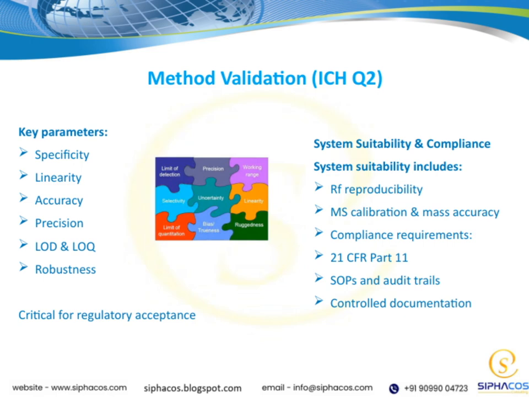Method validation, guided by ICH Q2, is another cornerstone. It involves verifying key parameters such as specificity, linearity, accuracy, precision, as well as determining the limits of detection and quantification, LOD and LOQ, and robustness. These parameters are not just technical checkpoints, they're critical for gaining regulatory acceptance. By rigorously addressing system suitability and compliance, we uphold the integrity of our data and ensure our methods meet the stringent standards required for regulatory approval and reliable scientific results.